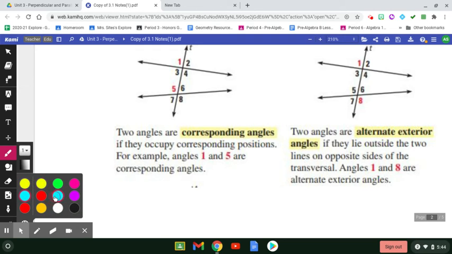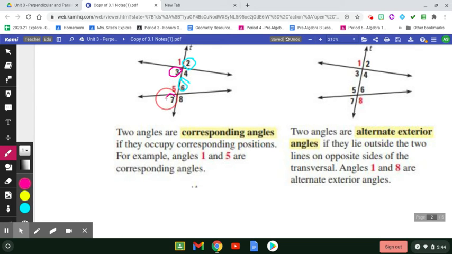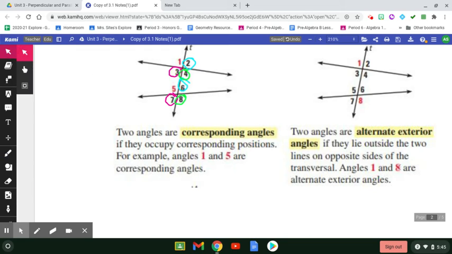Let's actually circle another pair. Angle 2 and angle 6 would be another pair of corresponding angles because they're both considered to be in the top right. Another pair would be angle 3 and angle 7 because those both are in the bottom left. And then the last pair would be angle 4 and angle 8 because those would both be considered in the bottom right positions.